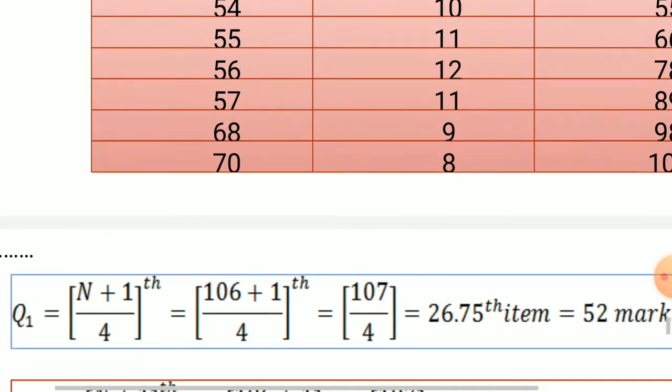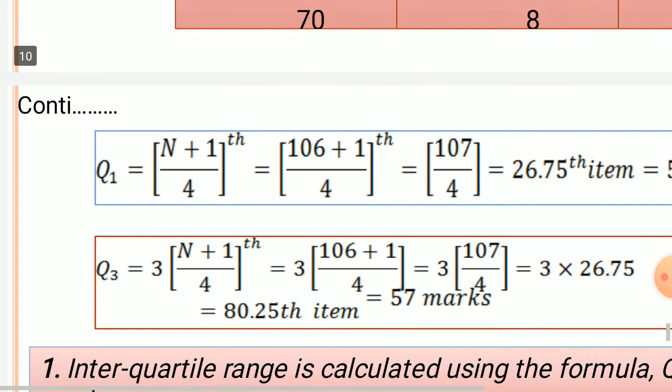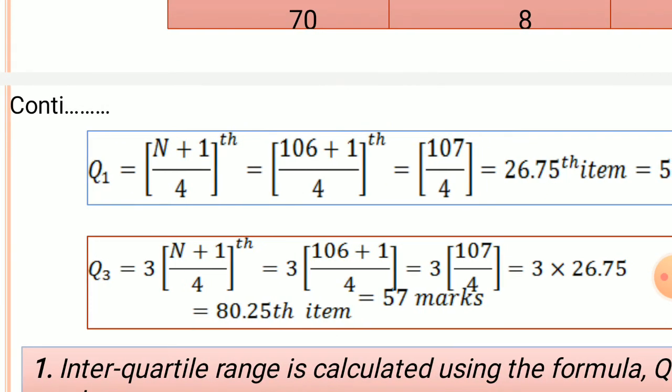So after converting f into cf, then find the values of q1 and q3. q1 is equal to (n plus 1) by 4th. n is equal to total frequency 106 plus 1 by 4. Therefore 107 by 4 is equal to 26.75.